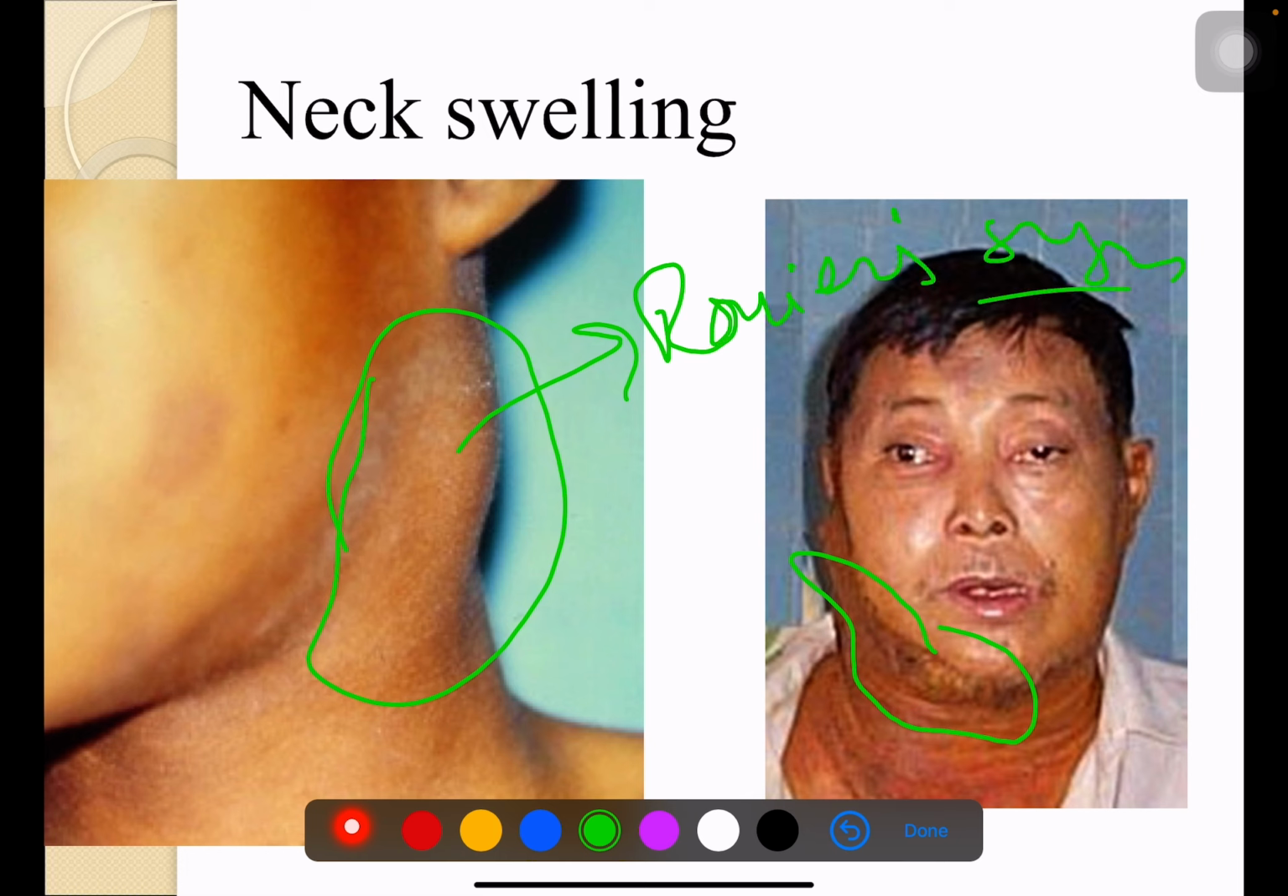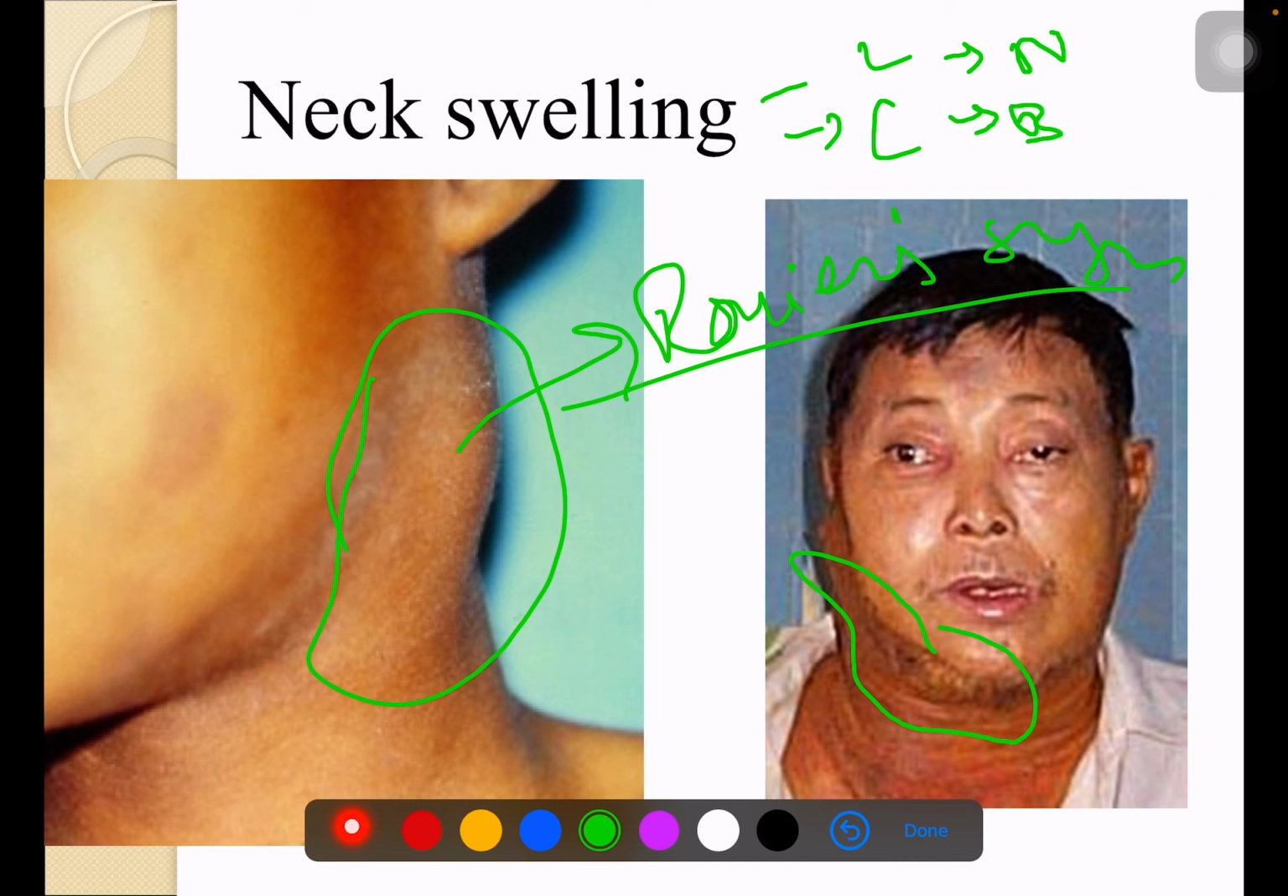Rouvier's sign. So any lateral neck swelling, if asked in your examination, you write laryngocele, not laryngomalacia. Laryngomalacia is a congenital anomaly. You write laryngocele. You write carotid body tumor. You write involvement of the nodes by infections like tonsillar infections, etc. And then you write about branchial cleft. Also, you can write about nasopharyngeal cancer.